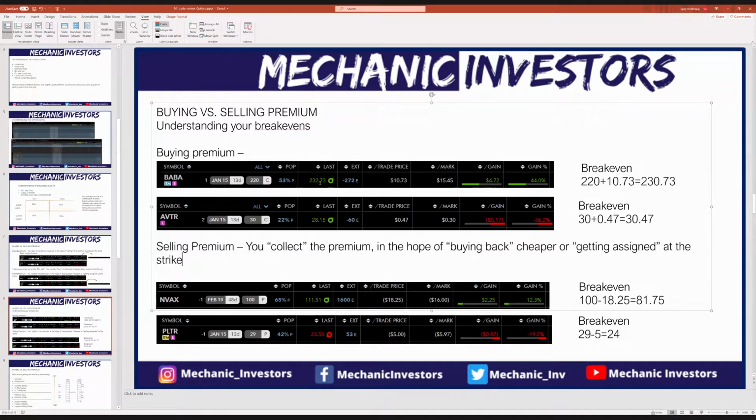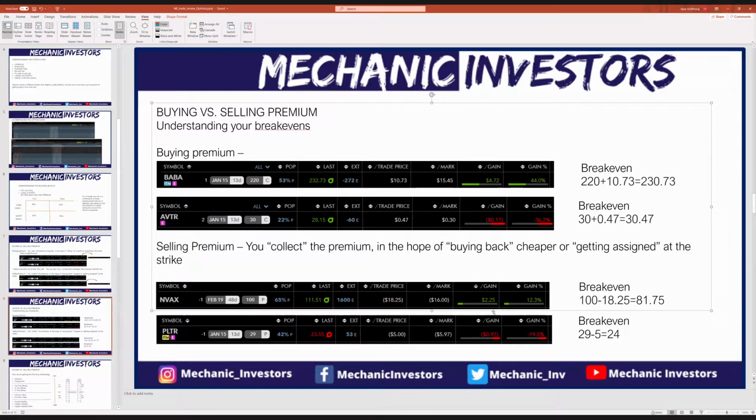Then selling premium. Okay, what is the break even of selling premium? NVAX, my strike is 100, but I collected. We use the word collected. For premium buying, we say paid, but for premium selling, we say collected. But I collected $18.25, right? So my break even is $100 minus $18.25, $81.75. If NVAX goes below $81.75, then I'm looking at a loss. But as long as it stays above $81.75 on the date of expiration, I'm okay. I'm making money on this deal.